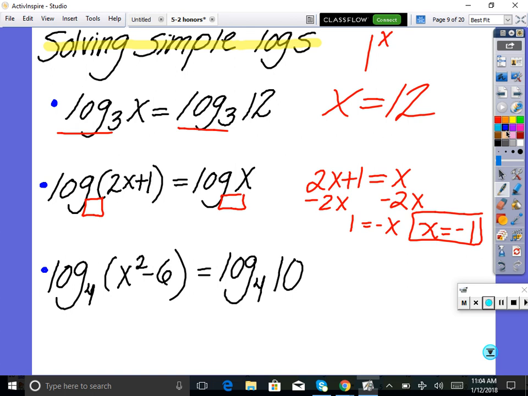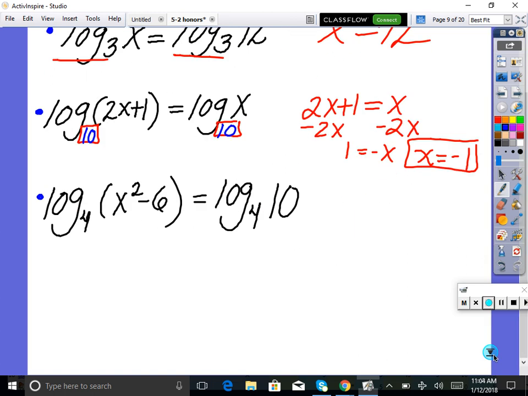So anyways, it's actually secretly base 10. If there's nothing there, it's actually base 10. It goes without being said. Just like with a square root, it secretly has a 2 there, even though it's just something you have to memorize. Okay, cool. Let's do this one right here.